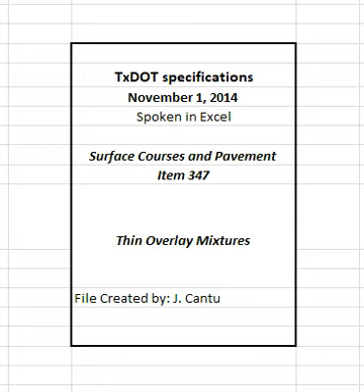Item 347. Thin overlay mixtures. 1. Description. Construct a thin surface course composed of a compacted mixture of aggregate and asphalt binder mixed hot in a mixing plant. Produce a thin overlay mixture, TOM, with a minimum lift thickness of ½ inch for a Type F mixture and 3/4 inches for a Type C mixture.